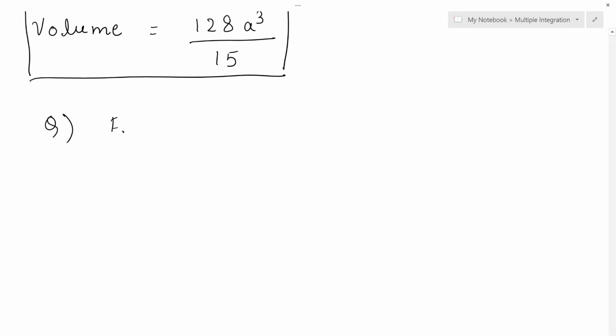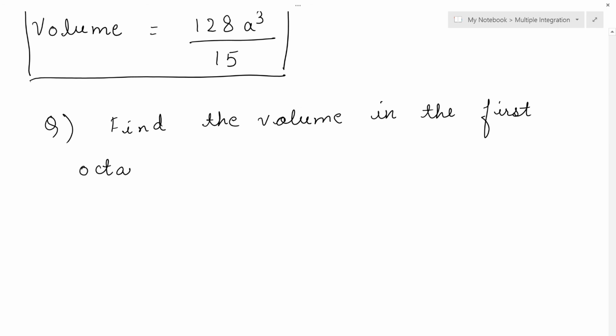Next, find the volume in the first octant. As I have told you, what is the meaning of octant? In 2-dimensional you have a quadrant, in 3-dimensional you have an octant, bounded by a circular cylinder.